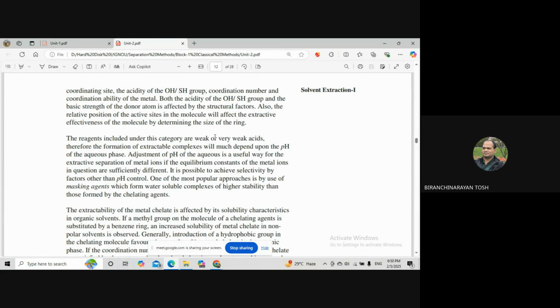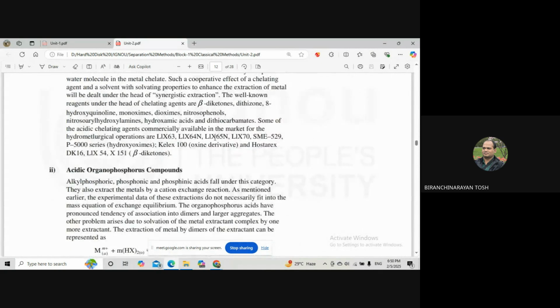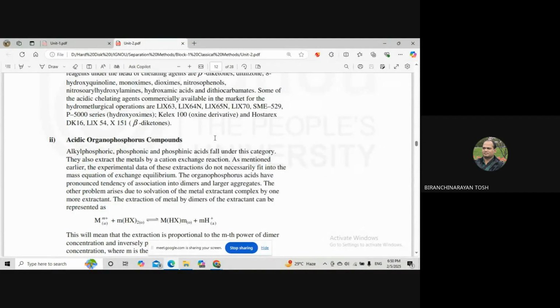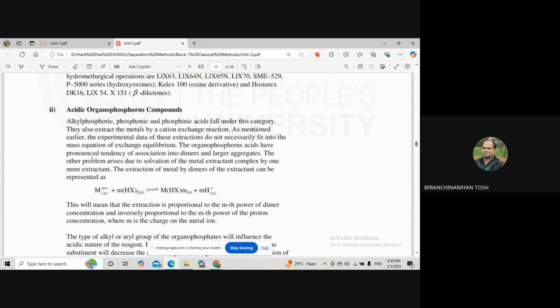Second one, acidic organophosphorus compounds. Here alkyl phosphoric, phosphonic and phosphinic acids fall under this category. So when you are using phosphoric acid, there will be exchange because phosphoric or phosphonic acids are tribasic or dibasic acids. So there will be exchange in multiple steps.